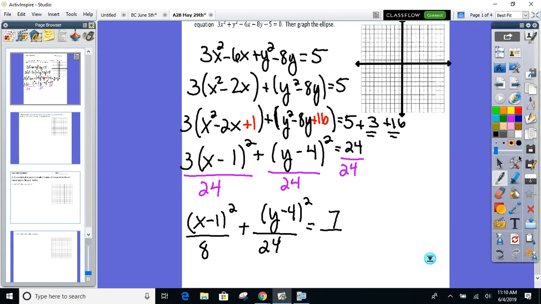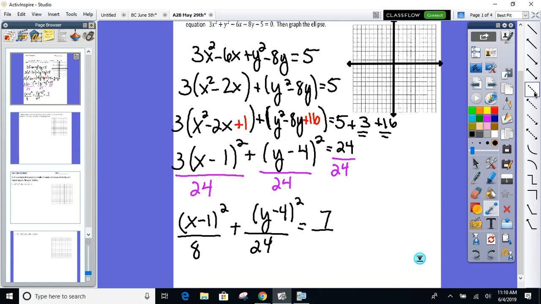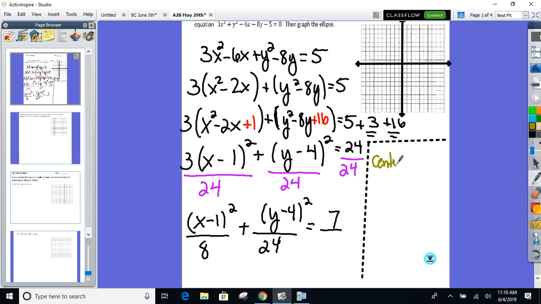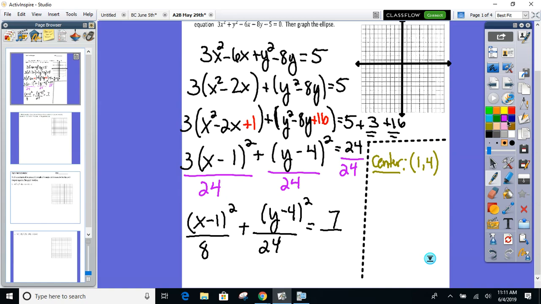All right, I asked you guys to get some room for me. Center. Hopefully at this point, if you've been here most of the days, you can get the center now. Center of this ellipse. +1. Just change the sign. So it's going to be 1, 4.